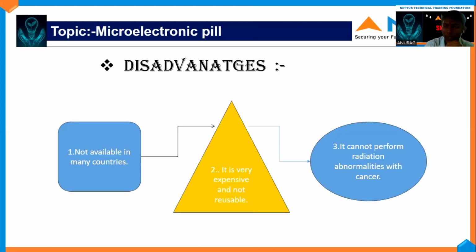The disadvantages of this microelectronic pill are that it is not available in many countries and it is very expensive. A poor person cannot afford it. It cannot detect radiation-related abnormalities such as cancer. It can detect small problems that we can't see in our body.